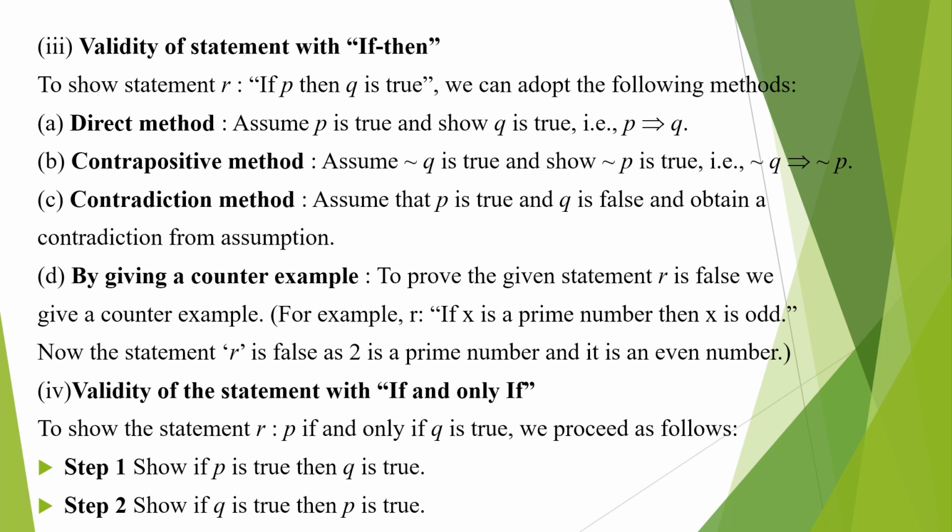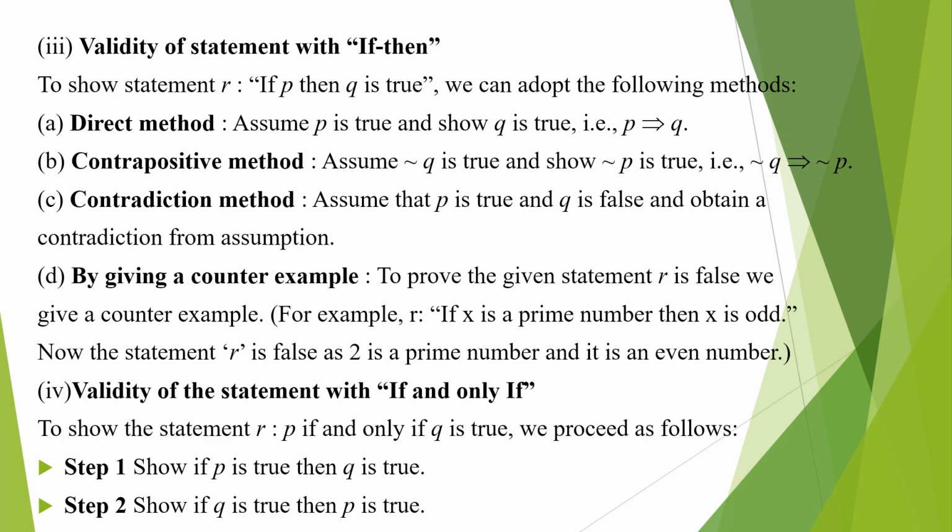Contradiction method. In this you have to assume that P is true and Q is false and then obtain a contradiction from our assumption. We know that if P is true, Q is false, this is not possible in the case if P then Q is true. So what we do is we take an assumption that P is true and Q is false, and from this assumption we obtain a contradiction.